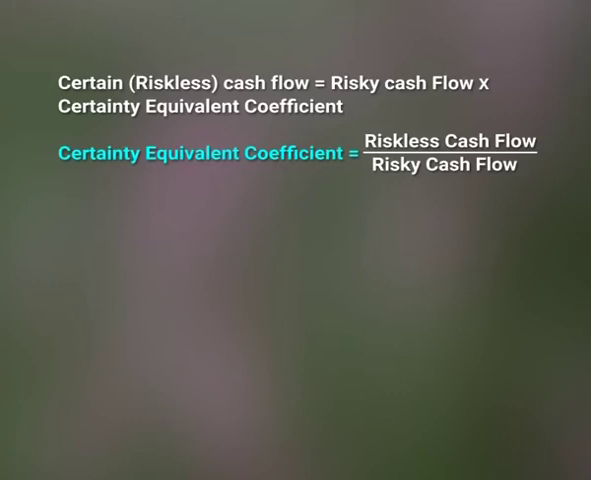In CE approach, the equivalent riskless cash flows are substituted for the expected cash flows. In other words, the expected cash flows are transformed into their certainty equivalent by applying suitable certainty equivalent coefficients. Then the risk-free interest is applied for discounting purposes. Now, certain riskless cash flow is equal to risky cash flow multiplied by certainty equivalent coefficient. Then certainty equivalent coefficient is equal to riskless cash flow divided by risky cash flow.